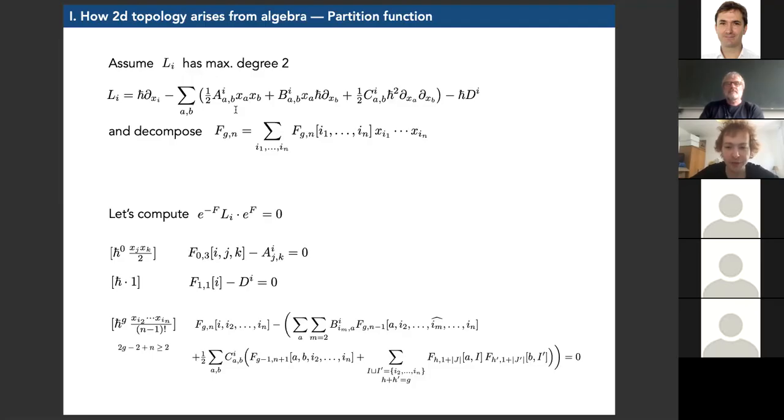Now let's look at the other terms. ai, xa, xb, that's indeed quadratic of order h bar to the 0. So it's just multiply exponential of f, it doesn't act on it. So this is there. And all the other terms are going to produce monomials that are not of this type. So your equation for this type of monomial is f03 equal aijk. So you could read at least one coefficient of the partition function from just knowing what the differential operator is.